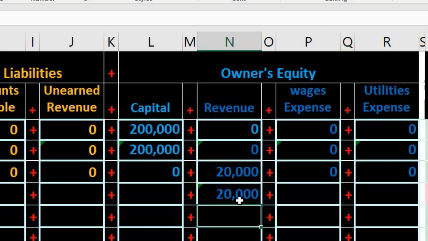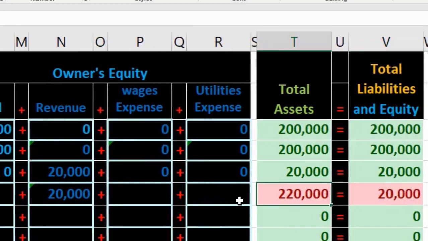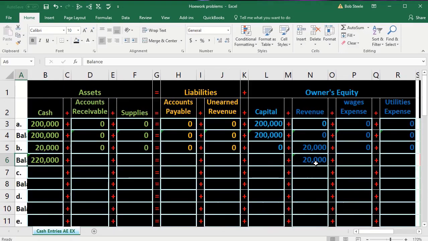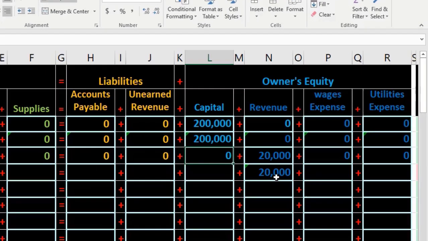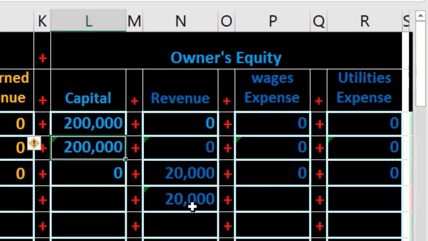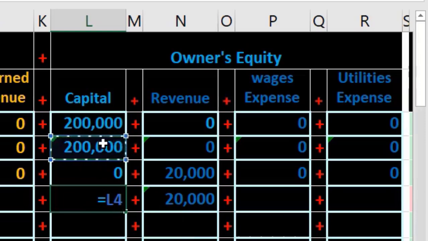Here's the 20,000. Now, if I was to leave it there, note that we're not in balance here, because obviously this is the balance column and we're only taking into account what happened in these two accounts and not the fact that this 200,000 happened in the prior transaction. So to bring this back in balance, we need to bring this 200,000 down, doing the same calculation, equals the prior balance in L4 plus what happened this time.